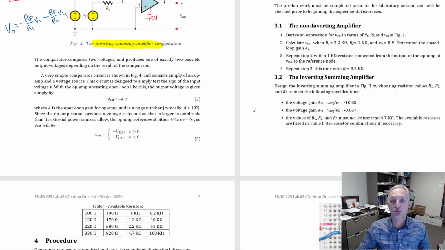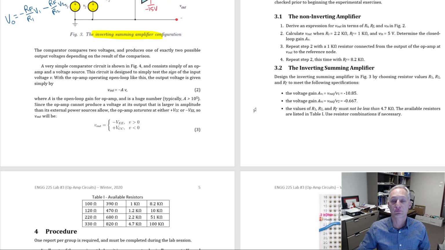So let's talk about the pre-lab exercises. In the pre-lab exercises, you have to do some work, do some calculations, and predict the behavior of the circuits that you're going to be building in the lab. And then whatever you're doing in the pre-lab exercises, you're going to be building in the lab period itself and testing to make sure that you get the same results. So when we go through the pre-lab exercises, it's like going through the lab procedure.